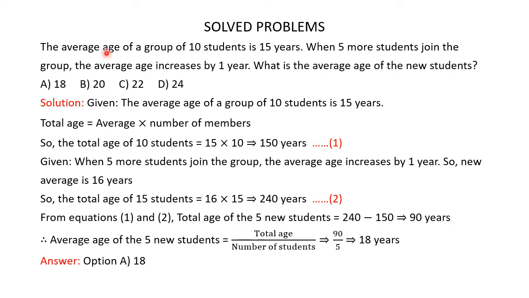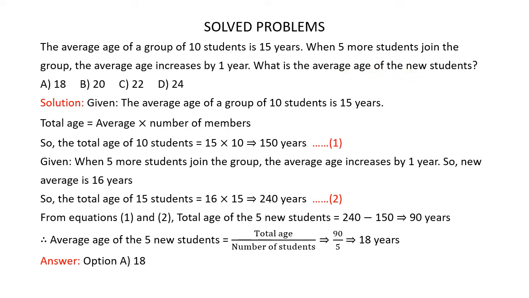The average age of a group of 10 students is 15 years. When 5 more students join the group, the average age increases by 1 year. What is the average age of the new students? You are given 4 options here and you have to find out which of these options is the correct one. So here you are asked to find the average age of the new students.